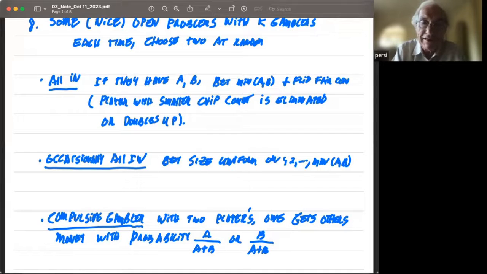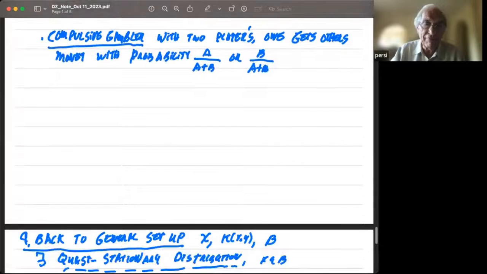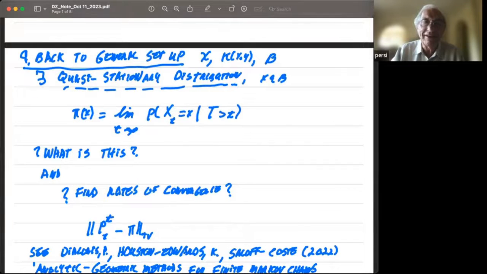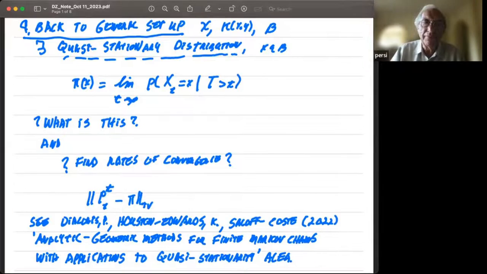Those are three nice problems, and nothing is known about them, and I think they're all interesting. Let me go back in the few minutes remaining, because Doran is a devil about the time, and good for him. Back to the general setup.